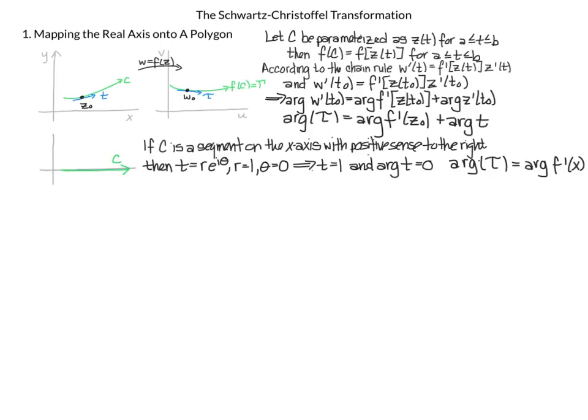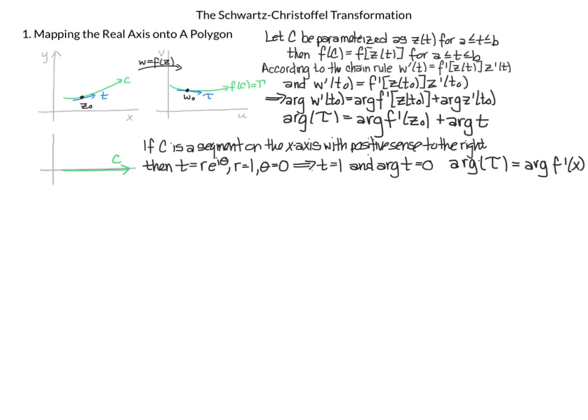I've summarized all of this here. We wrote f of c is equal to f of z of t. When we take the derivative, we need to use the chain rule. And then when we take the argument, when we have the product of two complex numbers, we add their angles. And then we have this result that the argument of tau is equal to the argument of f prime of z naught plus the argument of t. And if c is a segment on the real axis, then our angle is equal to 0. This arg of t is 0, so that arg of tau is equal to arg of f prime of x.